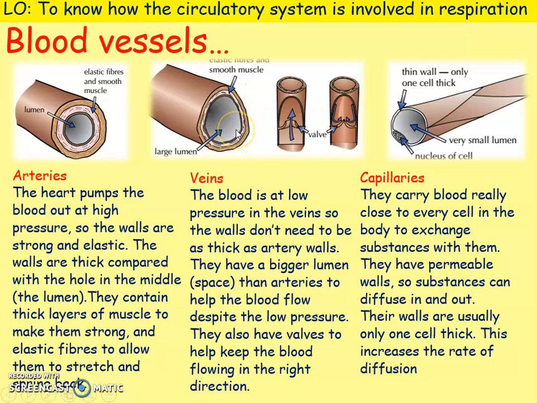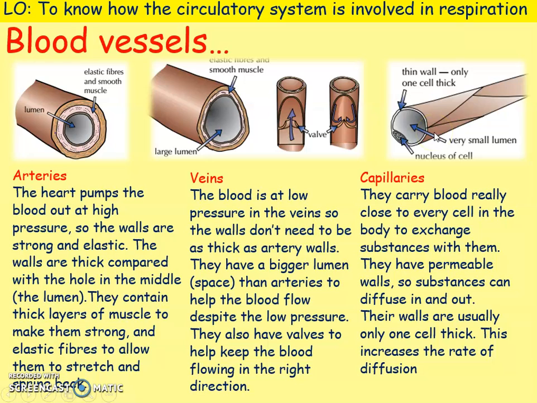They have a large lumen and very little muscle wall. Veins, interestingly, contain valves. Like the heart, they stop the blood flowing in the wrong direction. The blood in veins flows at low pressure, so the walls don't need to be as thick. As we've said, they've got a bigger lumen and space, and the blood flows under low pressure. Once again, the valves keep the blood flowing in the right direction.